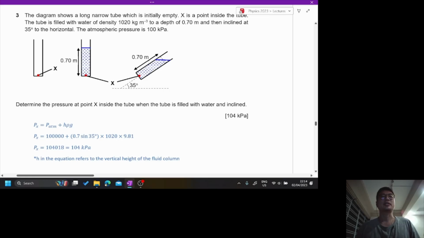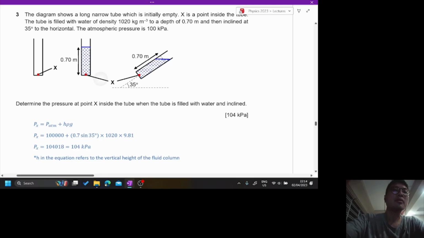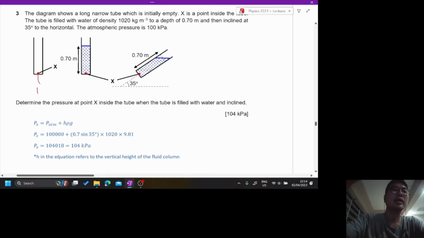Now let's take a look at question 3. The diagram shows a long narrow tube which is empty. The tube is then filled with water to a depth of 0.7 meters and then inclined. Determine the pressure at point X when the tube is filled with water and inclined. When the tube is not filled with water, the pressure at point X will be atmospheric. When the tube is filled with water, the pressure at point X will be atmospheric pressure plus the water pressure, which is H rho g.